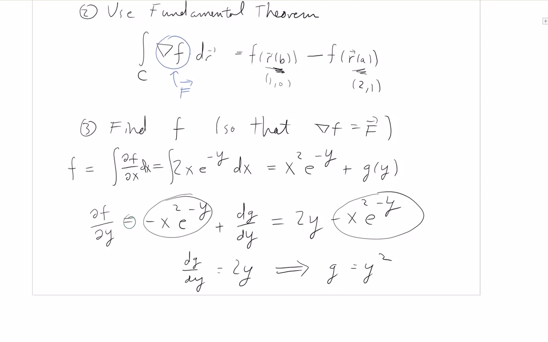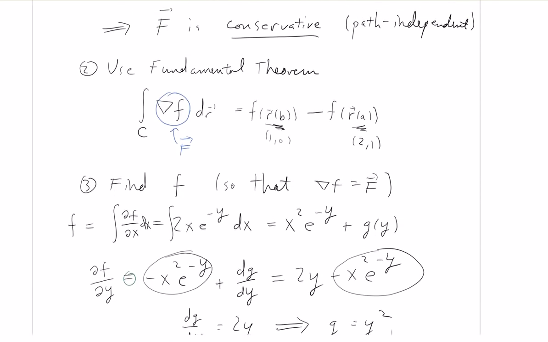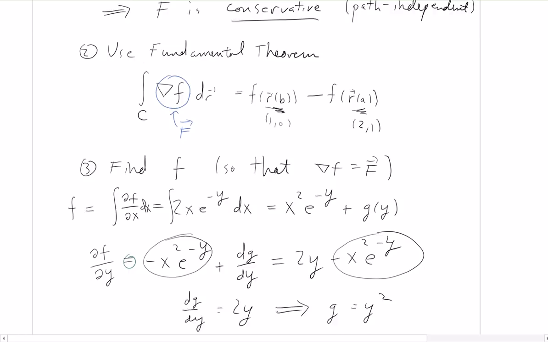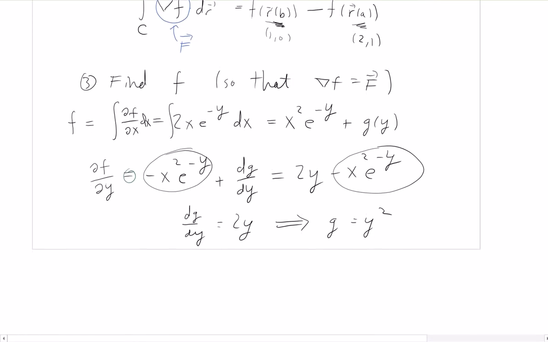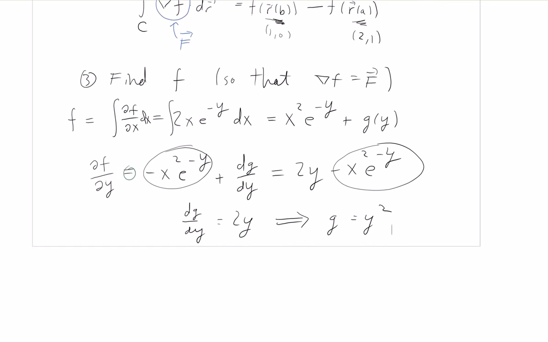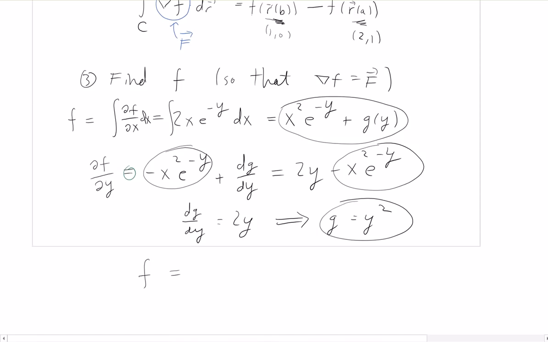Okay, so there's one more step. We now need to actually use the fundamental theorem. So go back to step 2 and plug everything in. Well, let's write our f once and for all first. So let's summarize all the information that we came up with in step 3. So put together what we found here and what we found here. So f is x squared e to the minus y plus y squared.